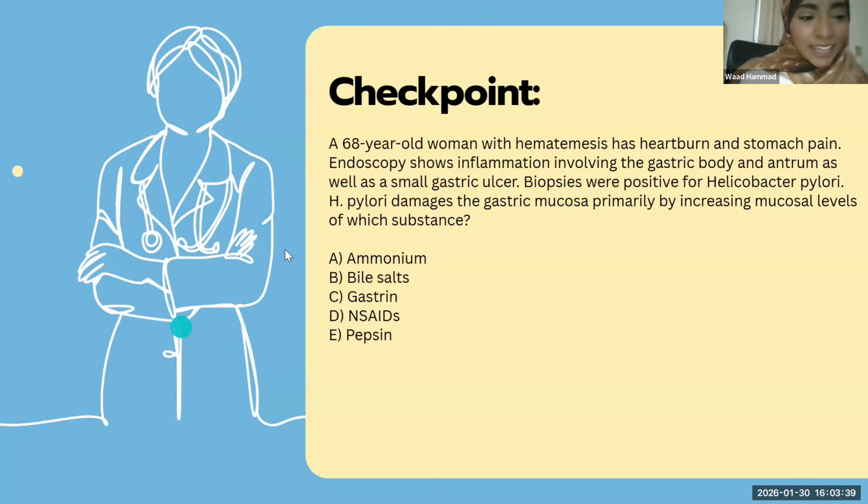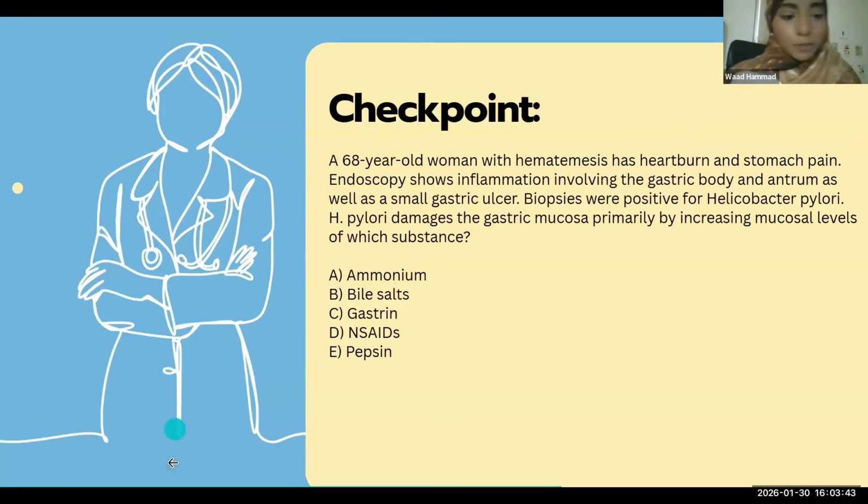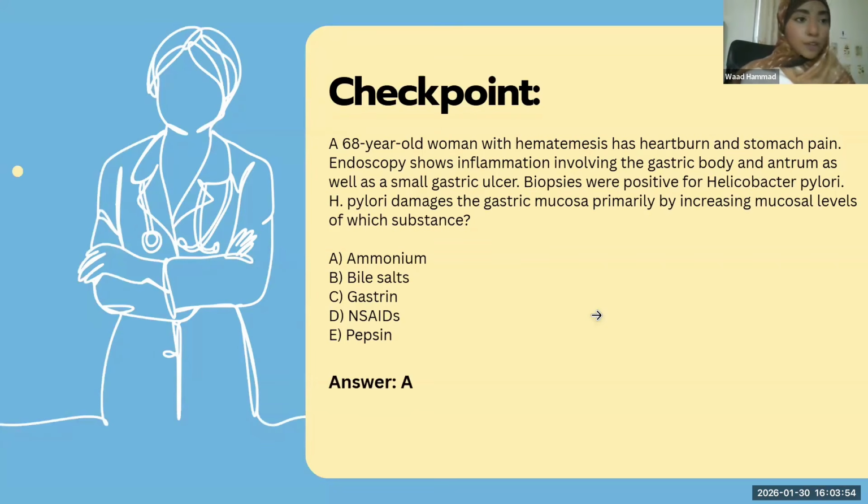Okay, amazing. Everyone's saying A, which is 100% correct. As we said earlier, H. pylori releases urease, and then urease makes ammonia or ammonium, which creates the alkaline environment so that the H. pylori can persevere and survive and cause tons of damage.